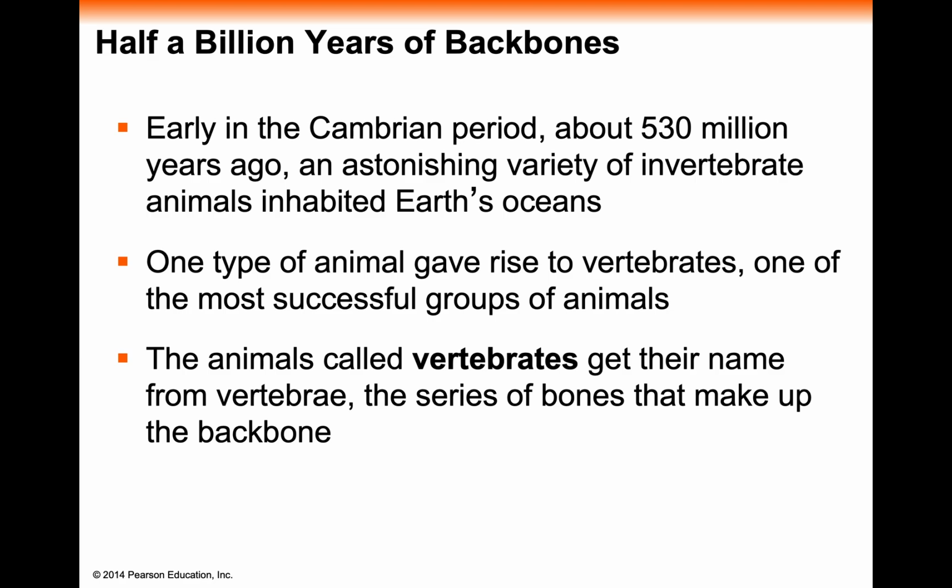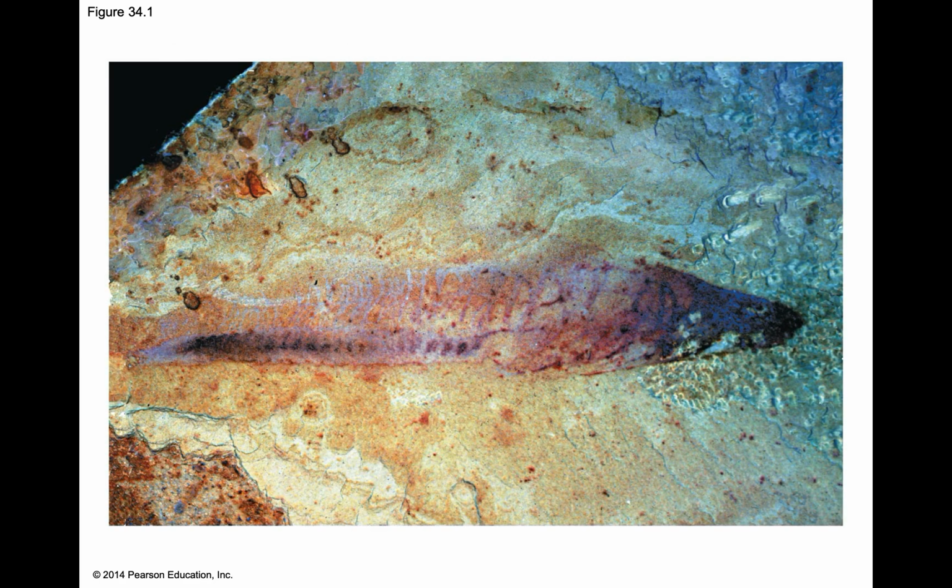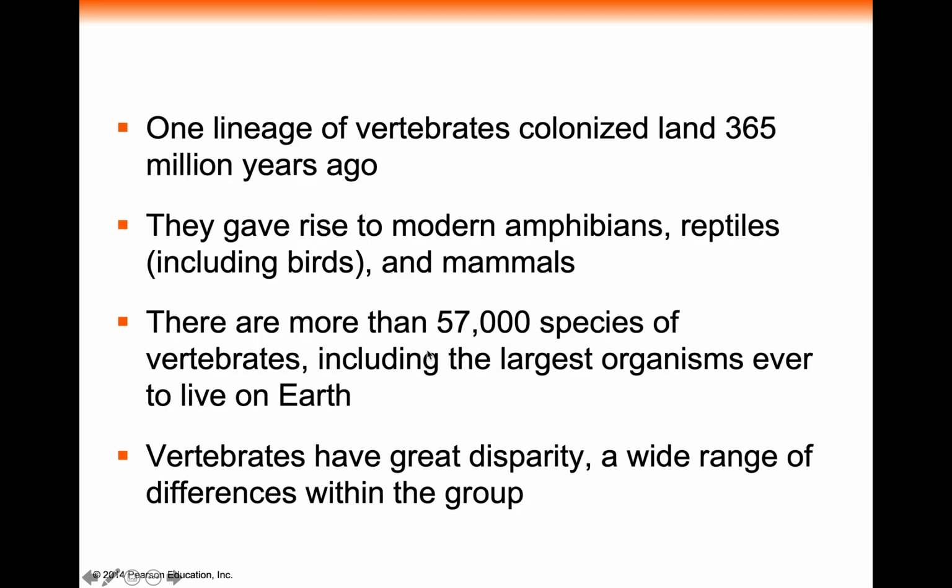Now, not all vertebrates technically have backbones. Some of them have cartilage and such. You'll see on the next couple pages. But here we see an early vertebrate, and you can see the early development of what looks almost like a backbone. Could have been bone, could have been cartilage.